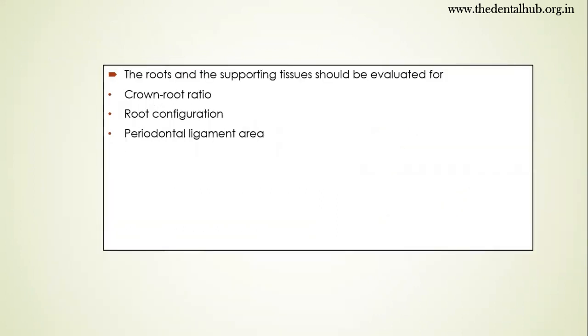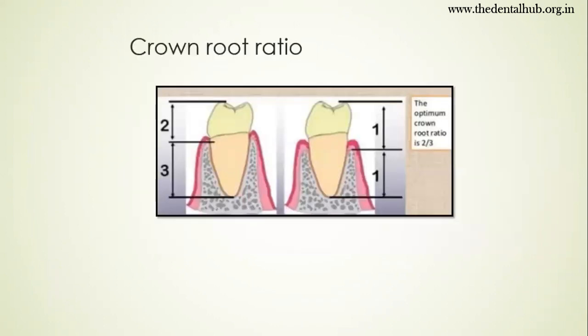Then, for closer evaluation, the roots and the supporting tissue should be seen: the crown root ratio, the root configuration, and the periodontal ligament area. Crown root ratio: 2:3 is the optimum crown root ratio. I again repeat, it's the optimum crown root ratio. So twice coronal and thrice root structure.